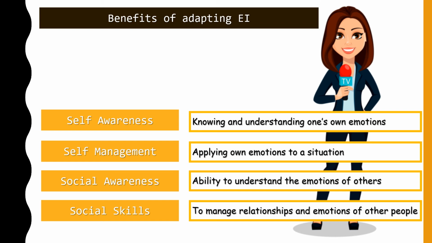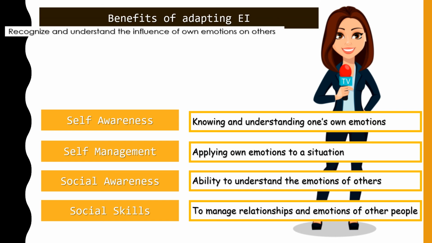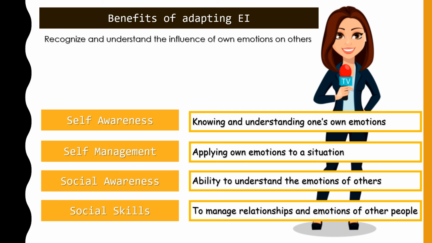All right. Now, in terms of self-awareness, when you know and you understand your own emotions better, you're able to recognize and understand the influence of your own emotions on others. Because you are aware of how you behave, you would be able to recognize how you would be reacting and how your behavior would be influencing others. And that would really help, right, as a manager. Okay. Now, in terms of self-management, when you're able to apply your own emotions to a situation, then you're able to manage your emotions better. And you're able to know how to react better to minimize the influence on others.